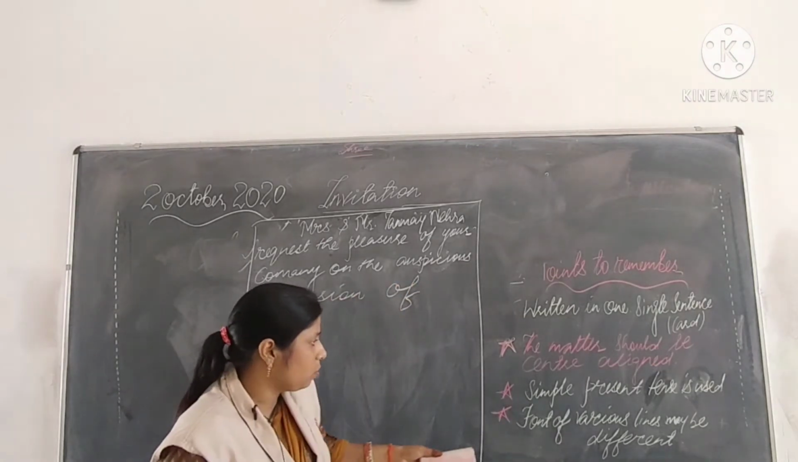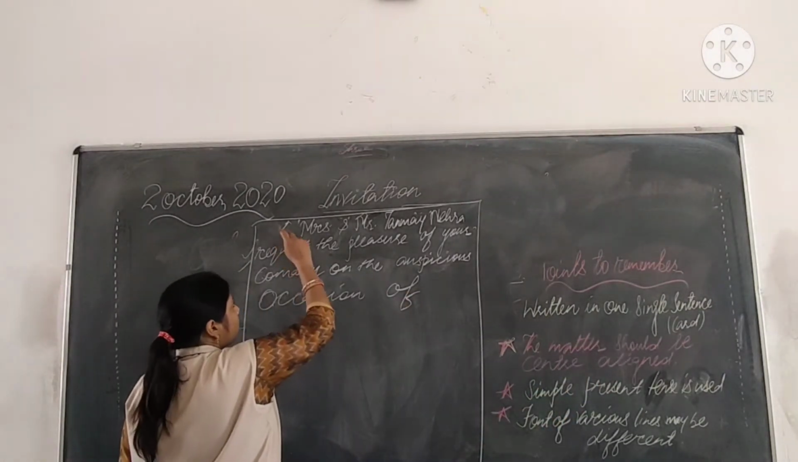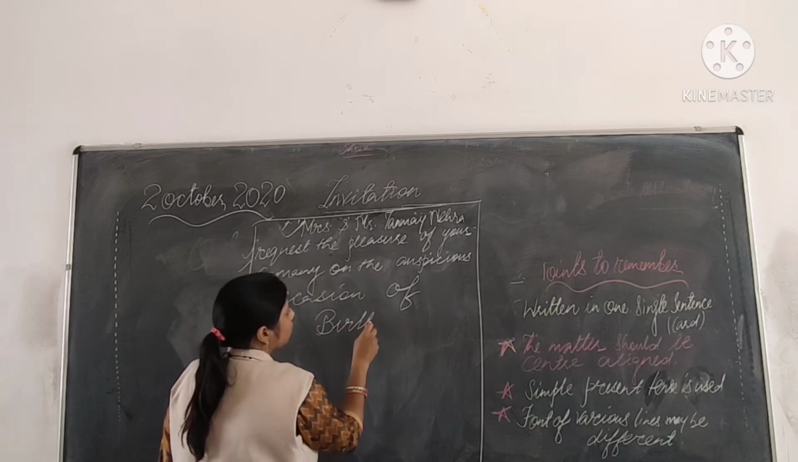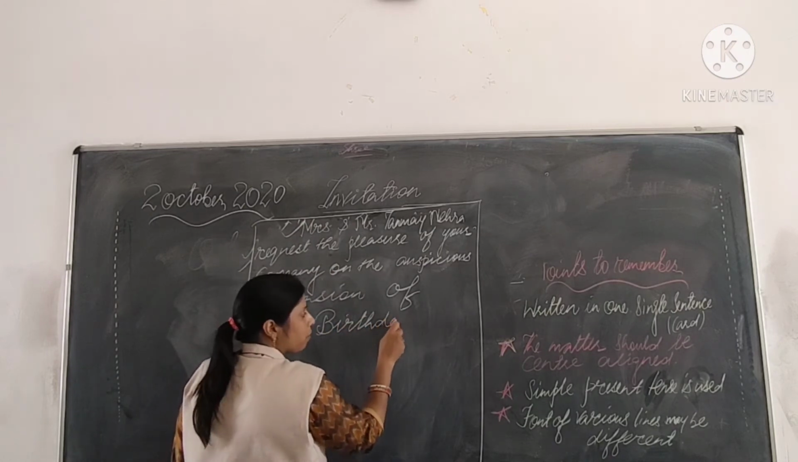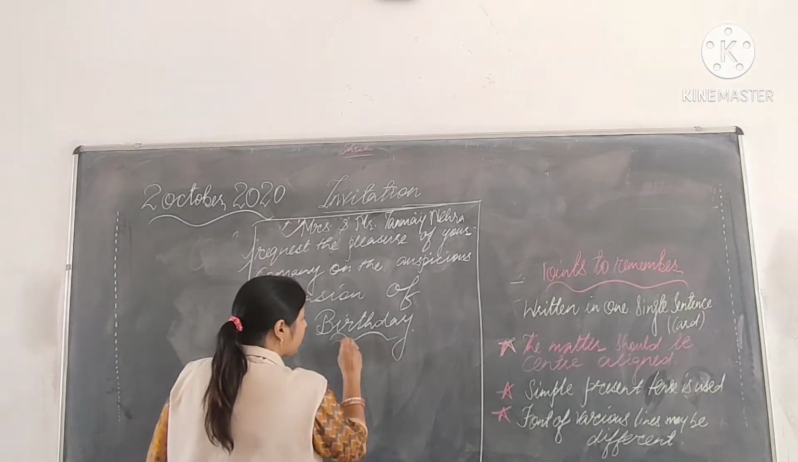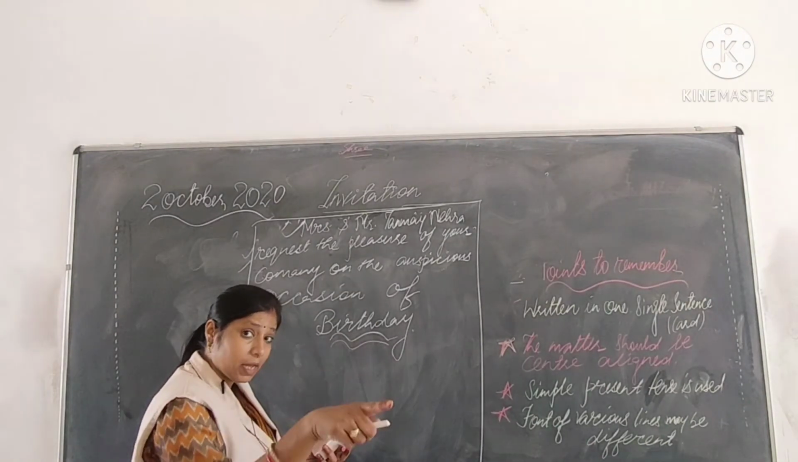Now I have given you the matter, which should be center aligned. Mrs. and Mr. Tanmay Nehra, on the occasion of a birthday. Fine. So this is the matter. It should be center aligned. Birthday. Okay. Now whose birthday? Manan Nehra's brother.